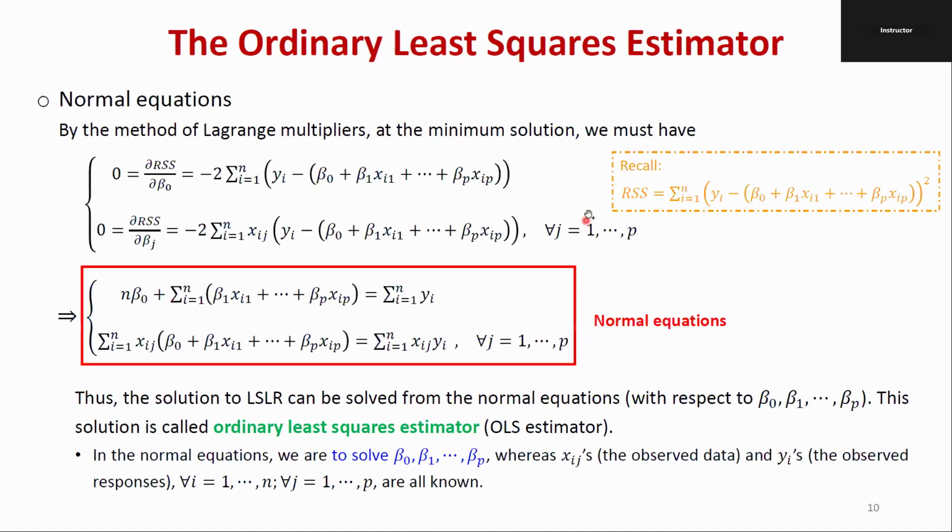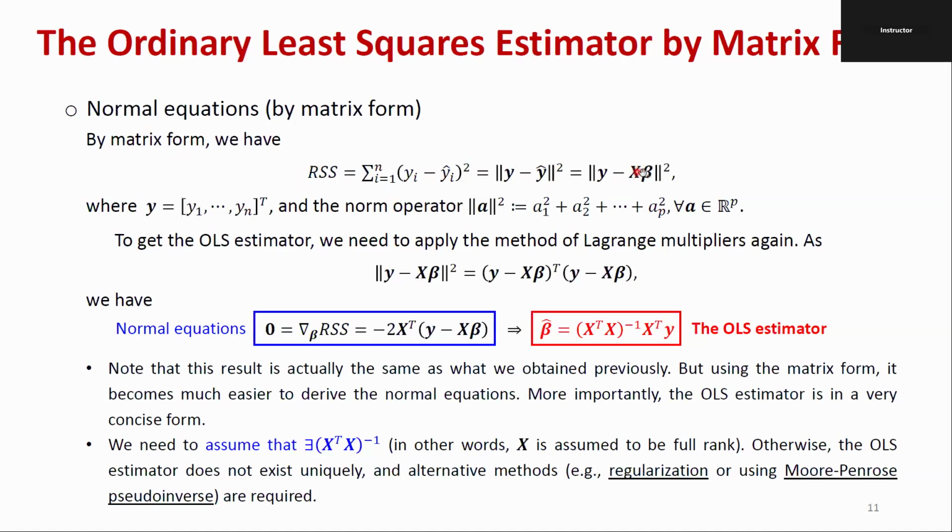Y hat equals X beta, and hence I just substitute Y hat with X beta. That's it. Here, 2-norm means nothing more than the sum of squares of all the elements.